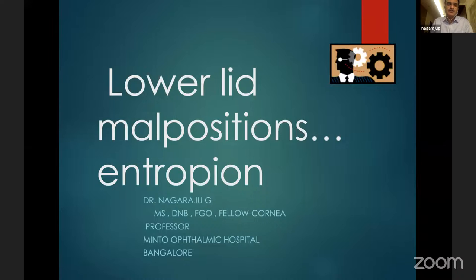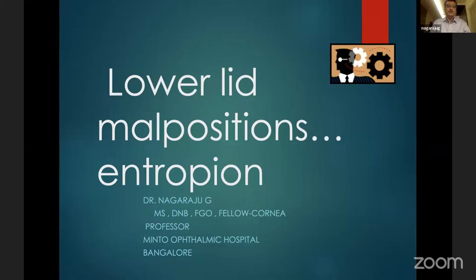I would like to drive the concepts of what will lead to lower lid malpositions. I'll try to understand the basic pathophysiology of this condition, and we'll try to see whether we can customize the lid surgeries, just like we do refractive surgeries. For various refractive errors, we customize. For all myopia, we cannot do a similar treatment. Likewise, for each and every lid malposition, we have to analyze each and every case, identify the defect, and try to customize the surgical procedure according to each and every individual case.